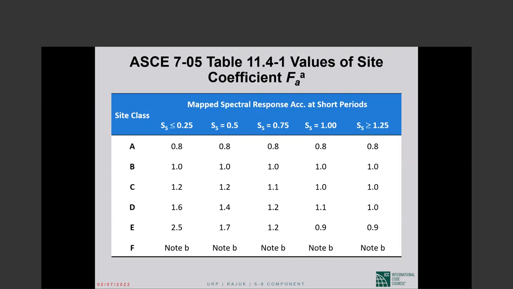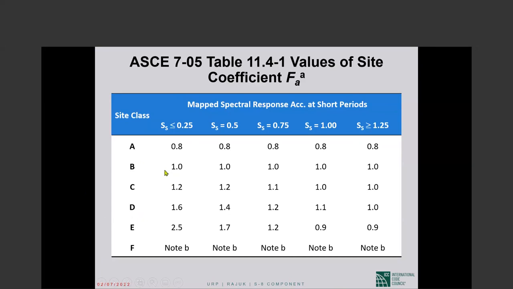F sub A would apply to the short period spectral acceleration. And F sub V is the other site coefficient. Sub V means velocity related. That is the long period site coefficient that will apply to the long period ground motion S sub 1. Okay. So the values of F sub A are given in this table in ASCE 7.